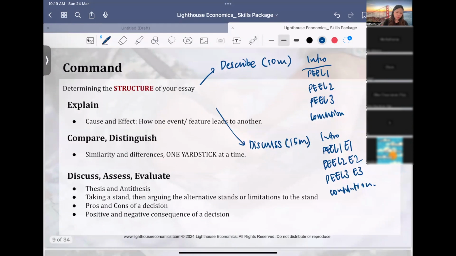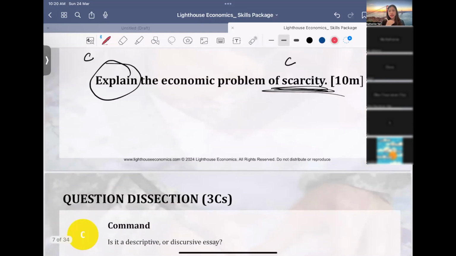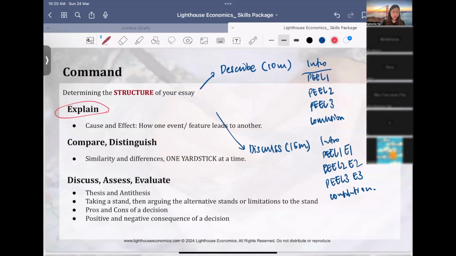So what are the common ones? Explain, as mentioned already, has some kind of cause and effect. So you want to talk about how one effect will lead to another. But not always. Usually when we think about macroeconomic policies, explain will be a very strong cause and effect kind of thing. If you see in this question, explain economic problem of scarcity, there is a very strong implication of cause and effect. You've got to see the type of question. This one is a bit rarer. You don't really see it often.